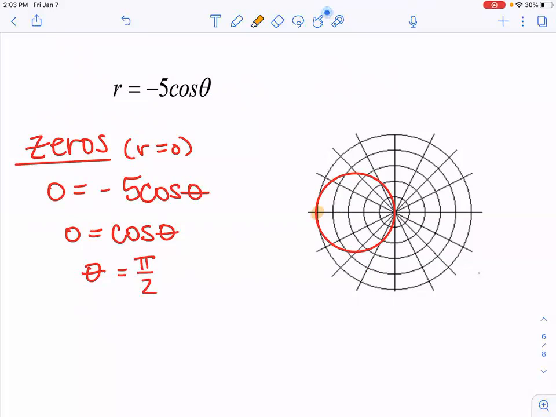Okay, there are a lot of options for thetas we can plug in where R is 0. But if we're just talking about the one simple time that we draw the curve, we go through the pole one time. That's the only one I want.